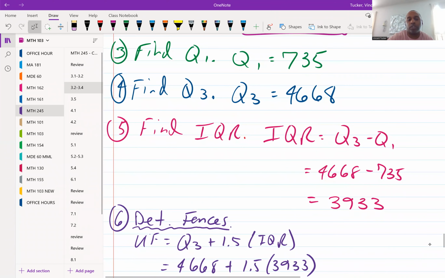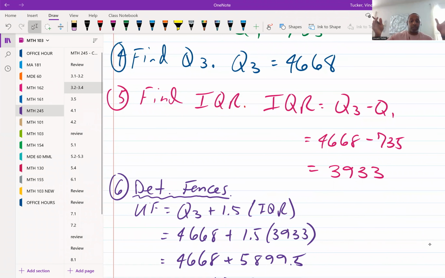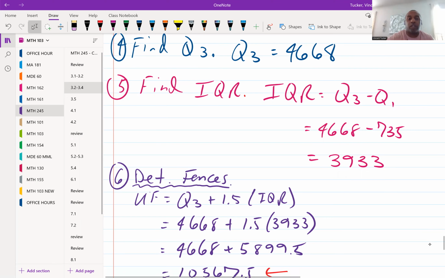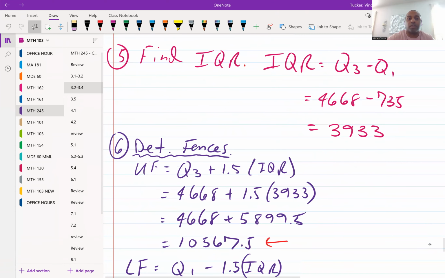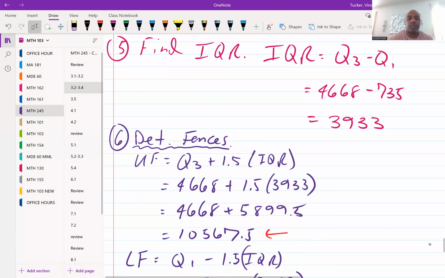Now, step 6, we want to determine our fences. Remember, these are the numbers that are going to establish if I have an outlier or not. So we have an upper fence and a lower fence. Everybody still holding on to number 5?